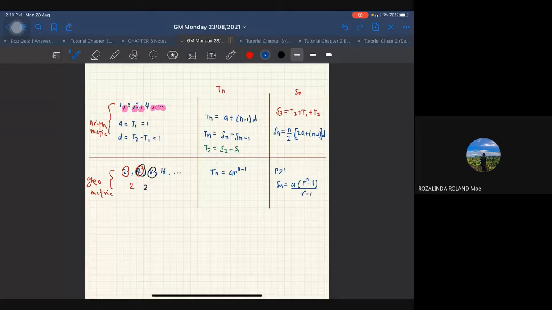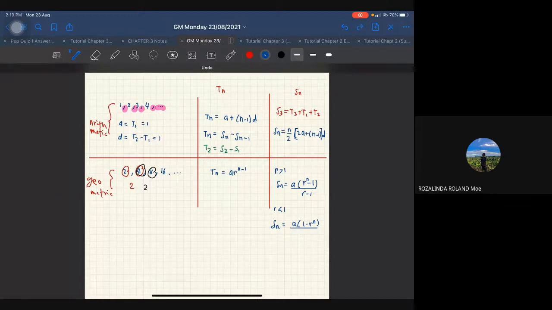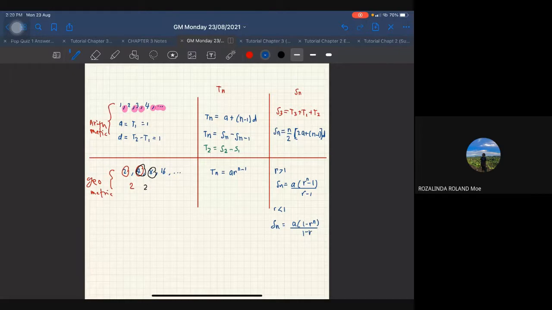Okay, and then another one, if R is less than 1, so your Sn will be a times 1 minus R to the power of n over 1 minus R. Okay, so itu saja.